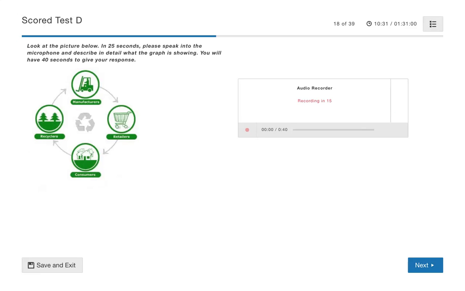Process of recycling. The first step of the graph.